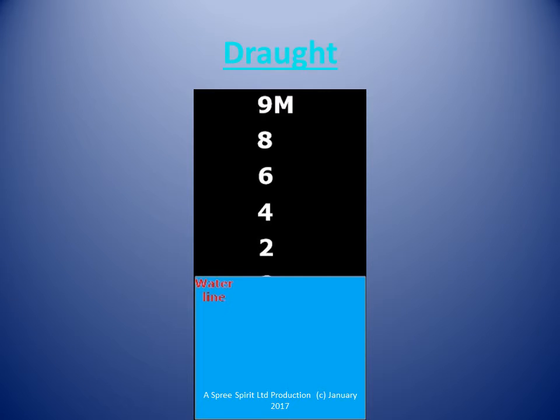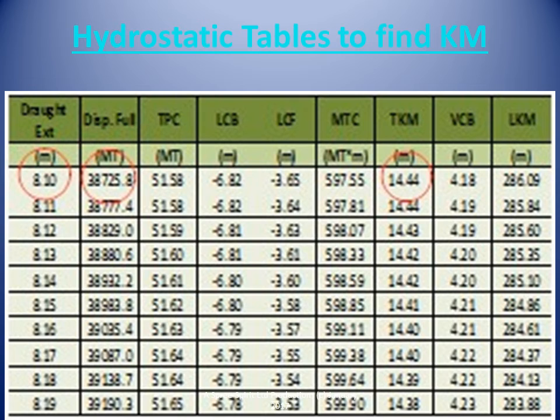The effort used to obtain the draft will depend on how critical the calculation is. If we are just checking during the load, we can just use the midship draft. If we need more accuracy, we take forward, midship and aft, port and starboard and find an average or mean draft. For this module we are using a draft of 8.10 meters. We go into the hydrostatic tables to find KM with the draft 8.10 meters. The displacement at 8.10 meters draft is 38,725.8 metric tons. The distance from the metacenter to the keel at this draft is 14.44 meters.